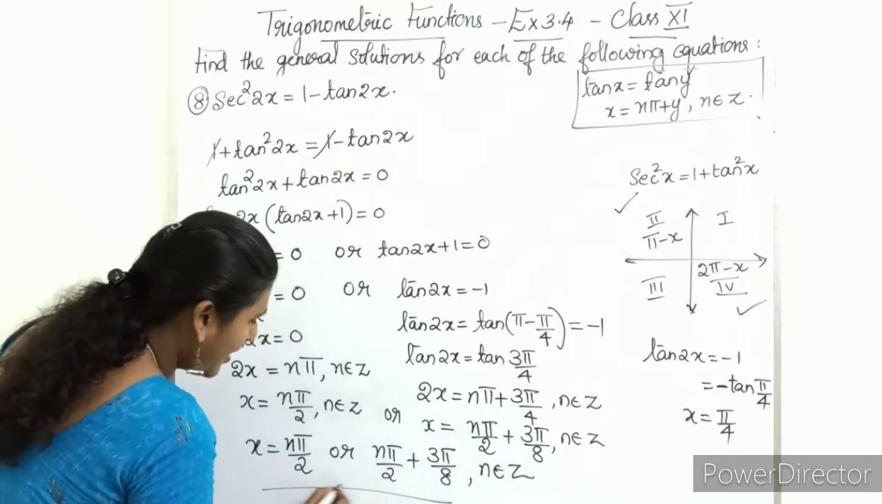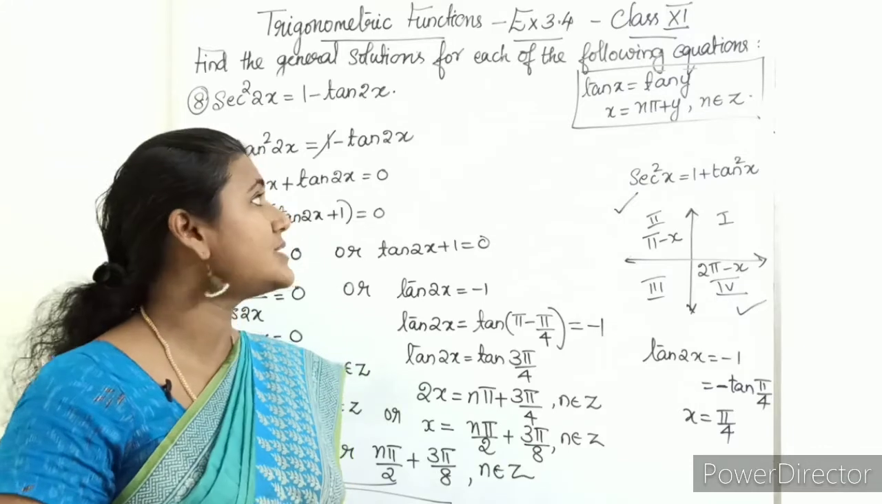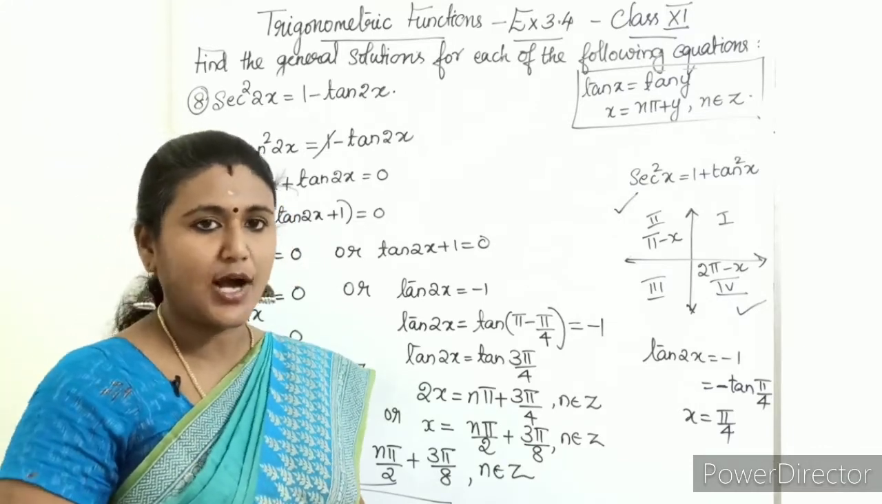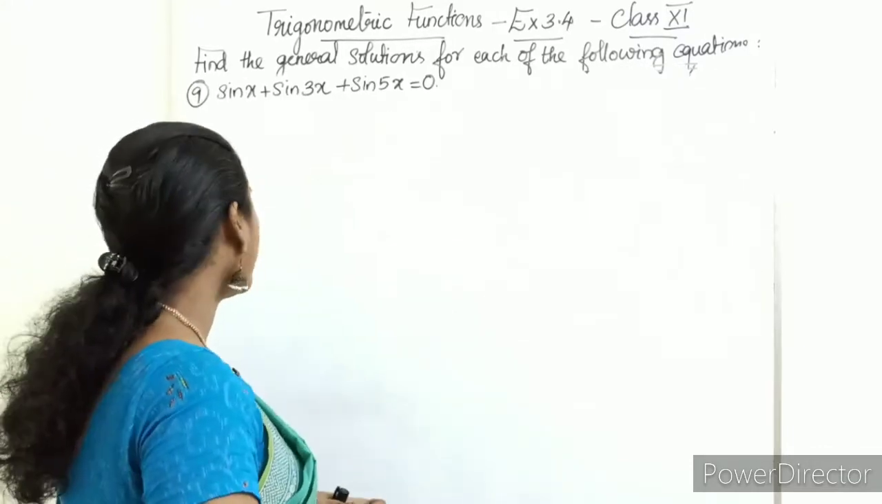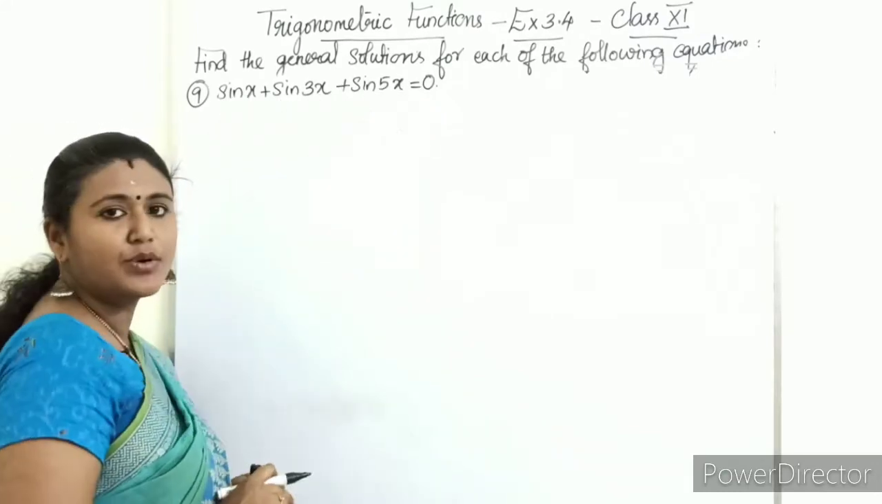So this is how you have to find out the general solution. Now we will see the last question in this exercise. We'll see now, question number 9: sin x plus sin 3x plus sin 5x is equal to 0.